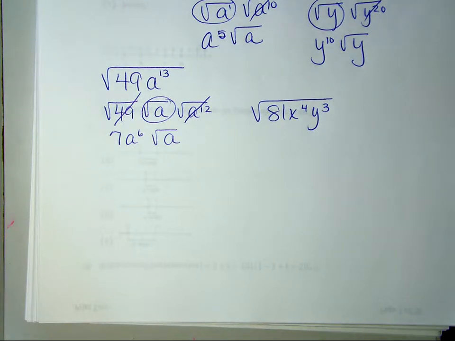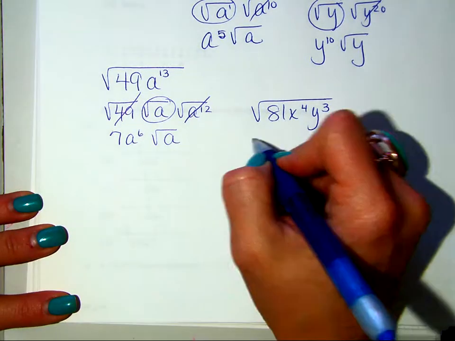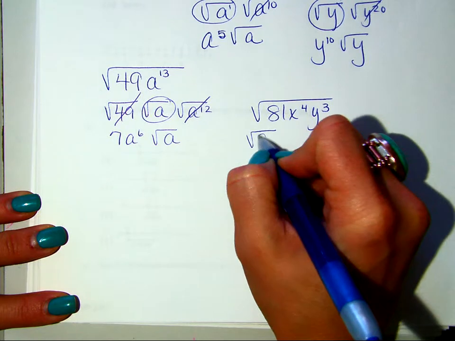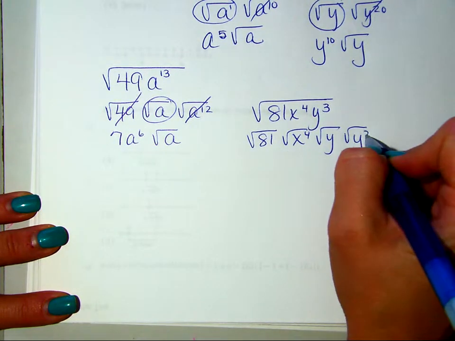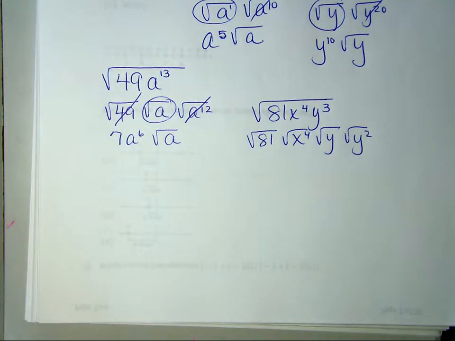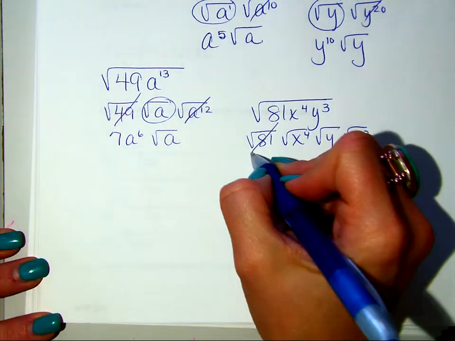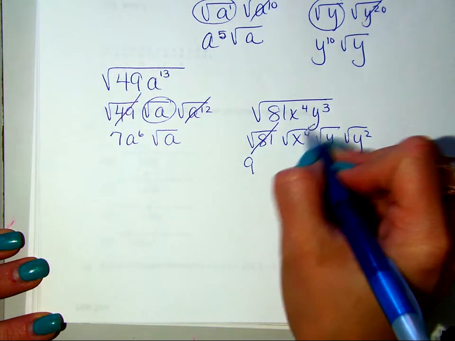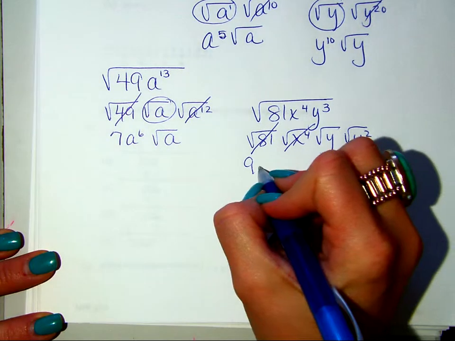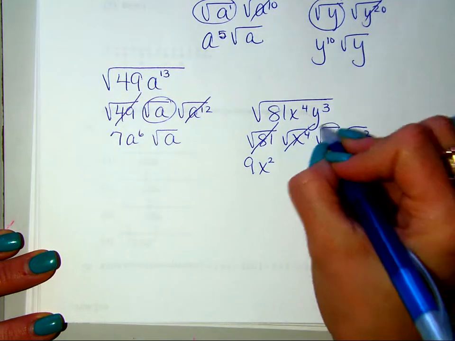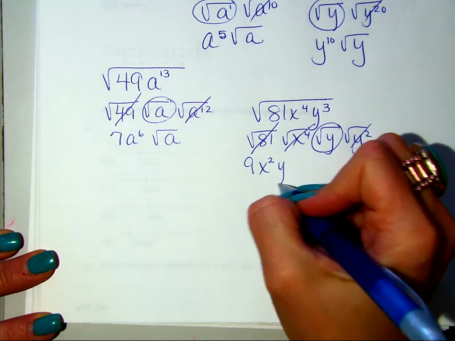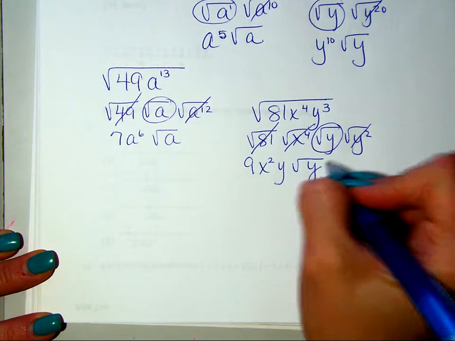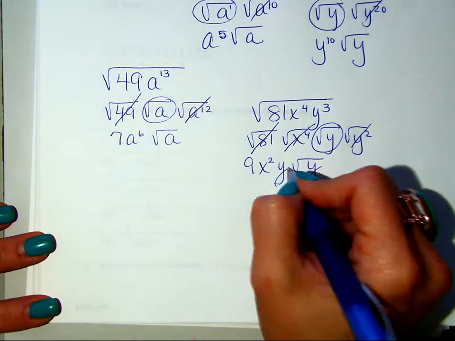So I want to know the square root of that. Yes, I do realize that 81 and x to the fourth are both perfect squares, but we still have one that's not a perfect square. So we have to kind of be patient here and do a y and a y squared, right? So the square root of 81 is 9. Square root of x to the fourth is x squared. Y stays. This y comes out. And half of 2 is 1 with 1 left in. Okay?